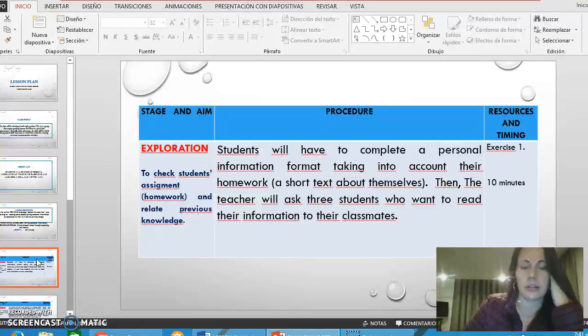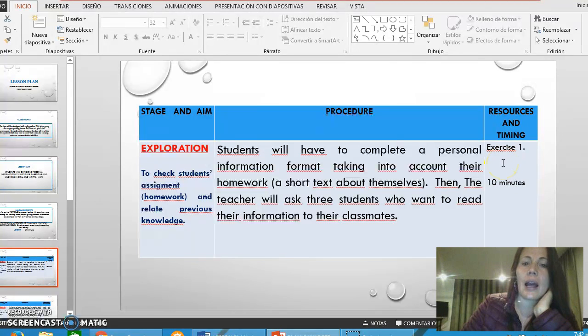So the stages of the class, or the moments of the class. Number 1 is exploration. In this part I have to check students' assignment, homework, and relate previous knowledge. So I have 10 minutes for this stage, and it has to do with the exercise number 1.